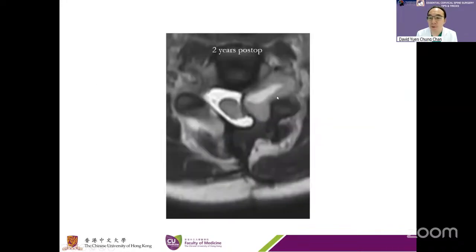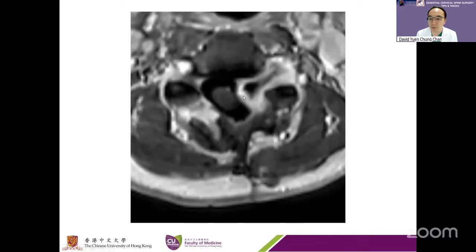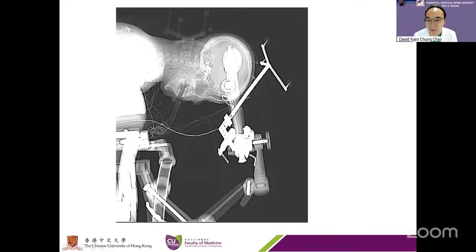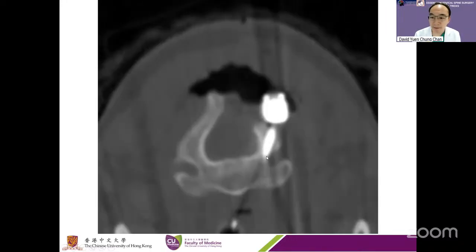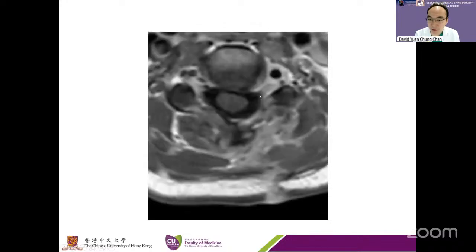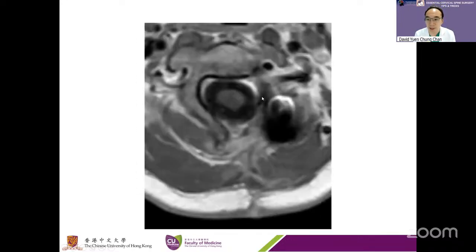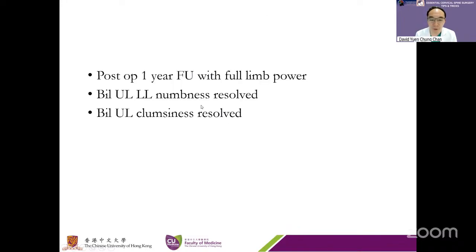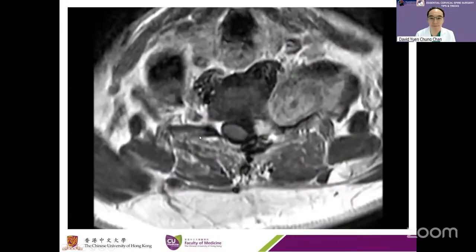Another patient with a recurrent dumbbell spinal tumor with cord compression. And then facetectomy and fusion can achieve a gross total excision of the tumor and preservation of the function. And in some of the other patients, we put the tracker at the Mayfield head clamps and can achieve a good registration and intraop navigation, and with a good short-term and long-term outcome.